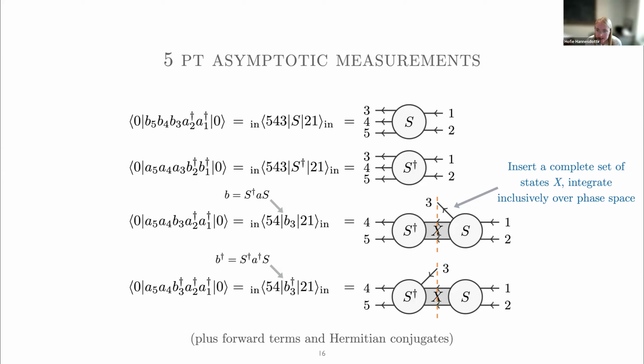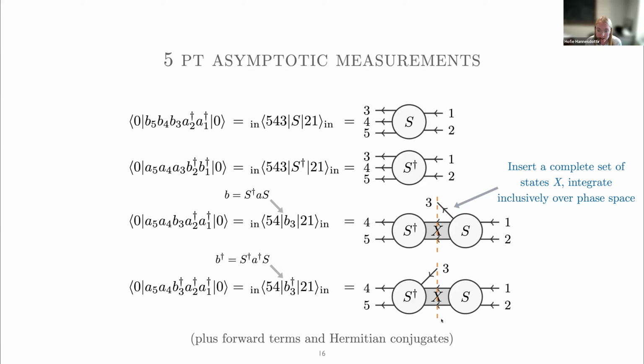So what I mean by this X here is that we insert a complete set of states and integrate inclusively over the phase space. And note in particular that this is not squared, and we cannot collapse this S S dagger by unitarity, because there is an extra operator here that prevents us from doing that. Basically, it's this operator in between this S and S dagger. So this is really something new. It's not 1, it's not 0, and we'll see its physical interpretation in just a moment.